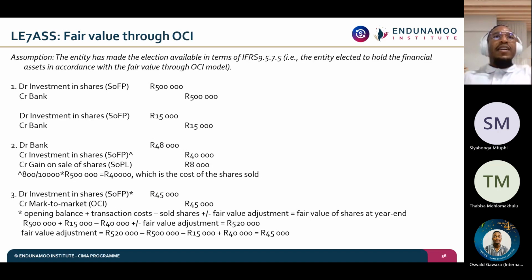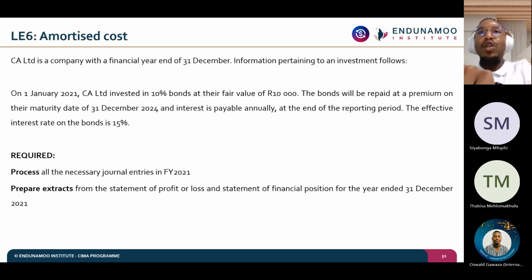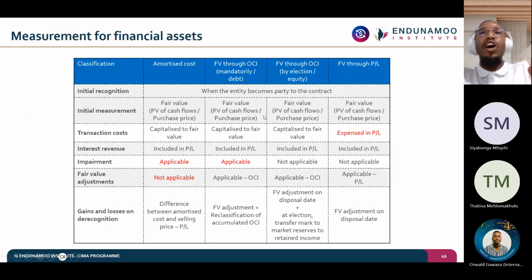Still with lecture example number 7. Here we're assuming that it's at fair value through OCI. The assumption is that the entity has made the election that is available, i.e. the entity elected to hold the financial asset in accordance with the fair value through OCI model. So if it's held in accordance with the fair value through OCI model, we would be sitting in the second last column, where transaction costs are capitalized to the fair value and the fair value adjustments are going through OCI.